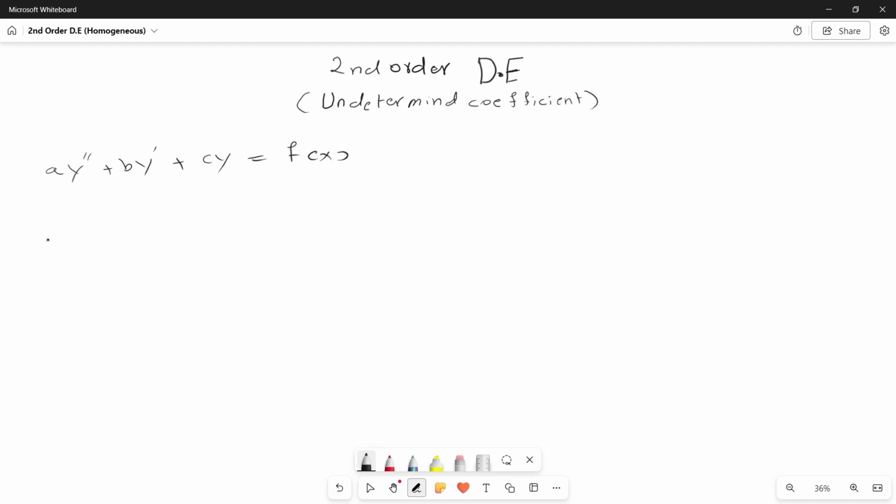Now, how do we get a general solution for that equation? Well, the general solution is made up of two parts. So we have y is equal to yp plus yc. Yp stands for particular solution, and yc is the complementary solution.